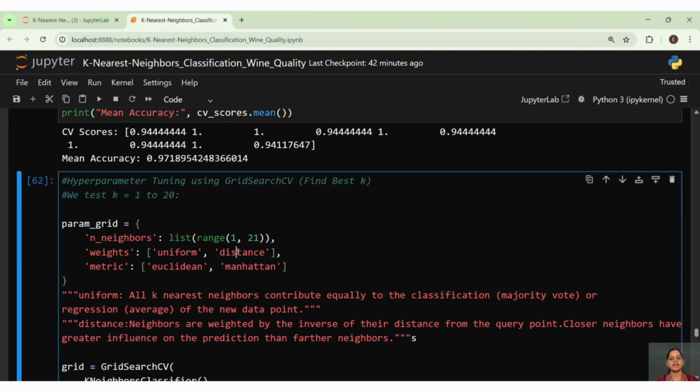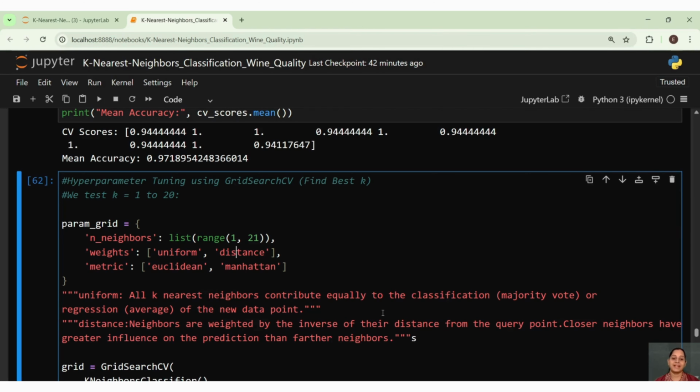Uniform means all k nearest neighbors should contribute equally to the classification. If one new point comes, all the data points around it should be equally responsible, or equally contribute to that. That is uniform, and that's the default when you're considering weights. And you need to remember all the syntaxes, guys. That is the main motive of showing all these examples, so that you can understand why we are doing it and remember all these things while practicing.